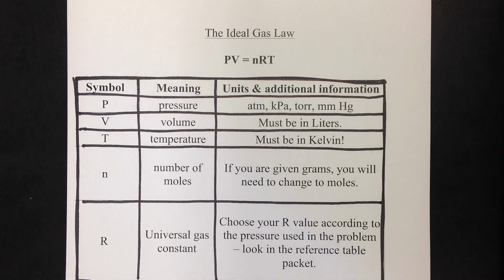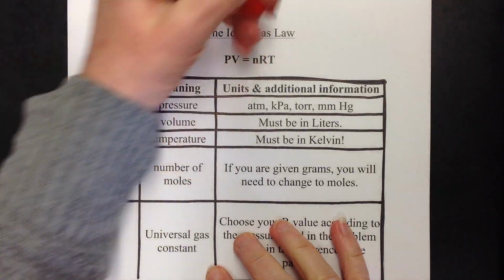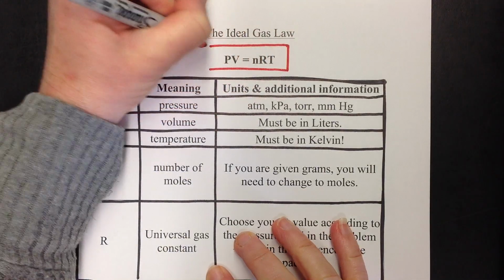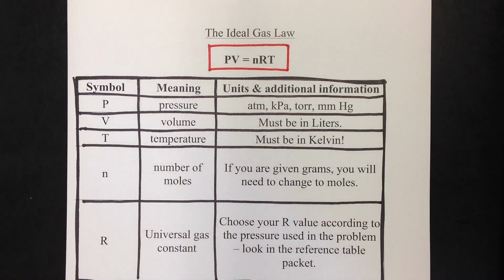So let's start by talking about the formula. The ideal gas law is PV equals nRT. And I've got a little chart here for you that I think you'll find very helpful. It explains what each of the variables represent.